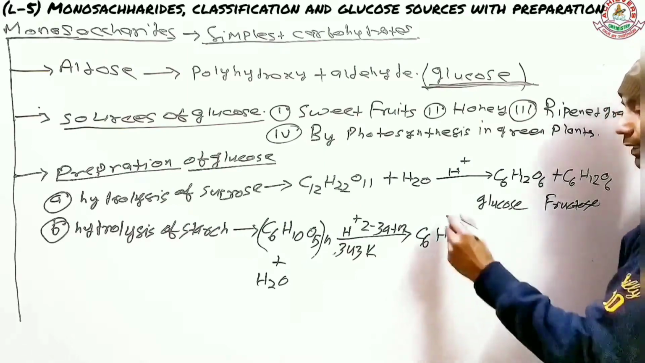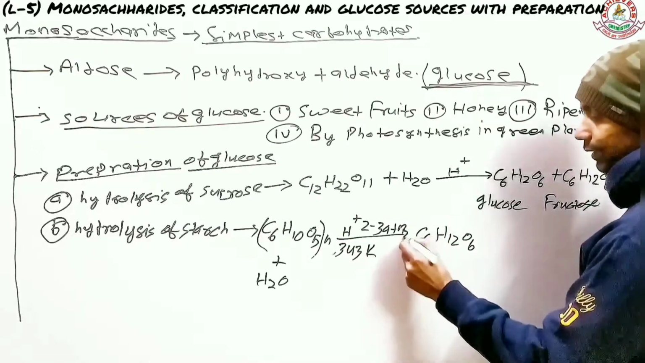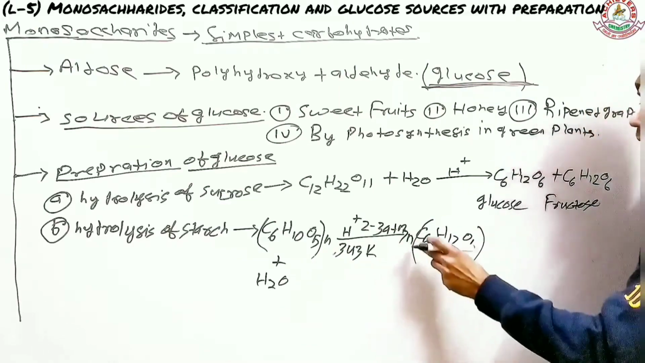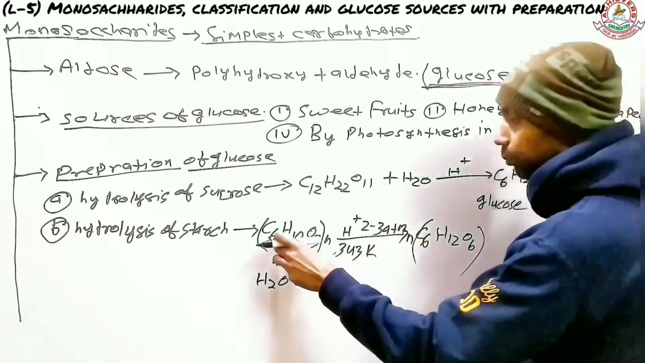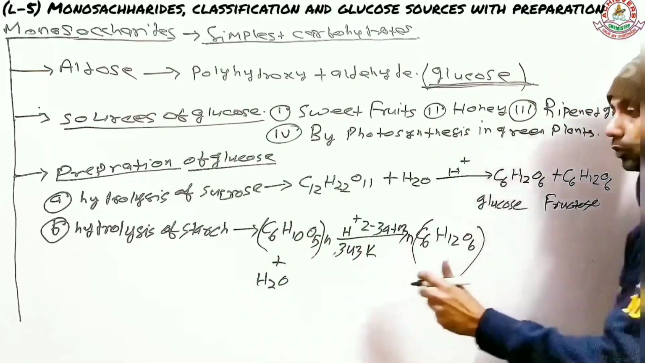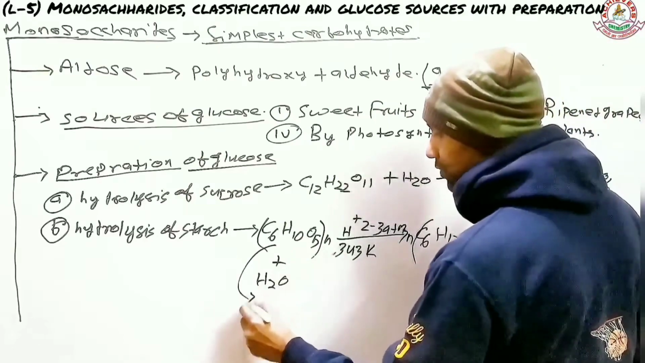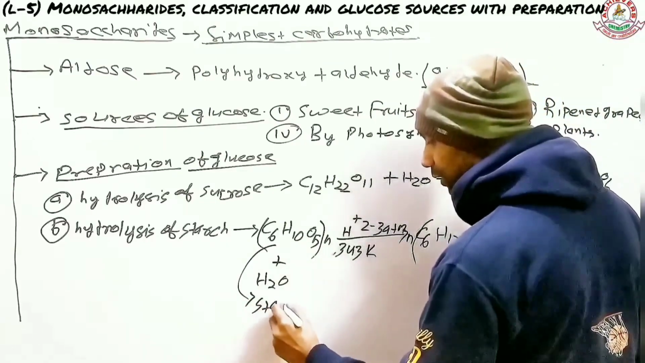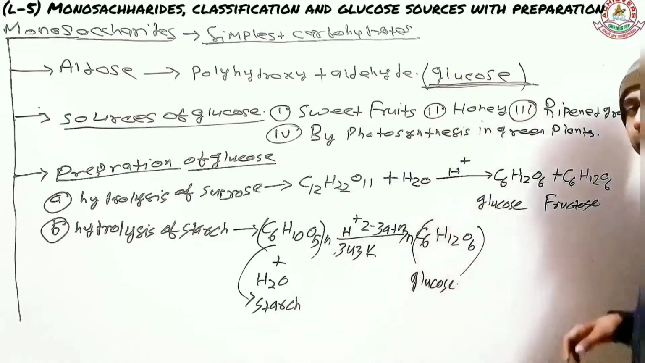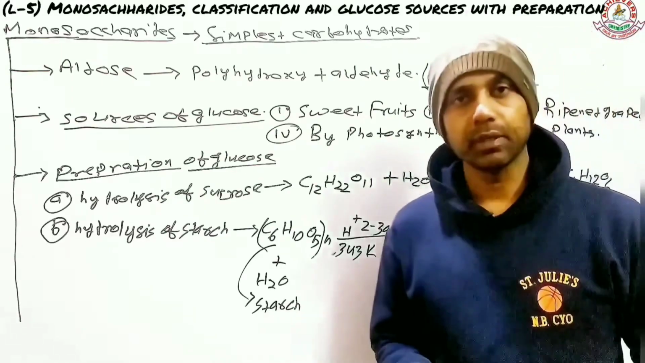It produces glucose, C6H12O6, and it's definitely going to be in large numbers. So I'm placing n over here, and this n represents that one molecule of starch can produce a very large number of glucose molecules. You need to pay attention: this is the starch and this is your glucose. So these are the two preparatory methods described in your book.